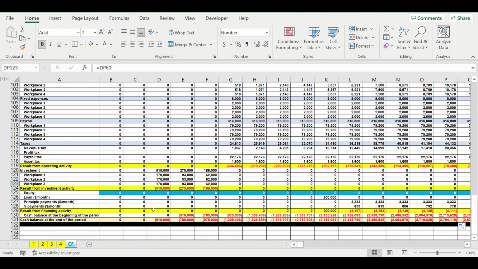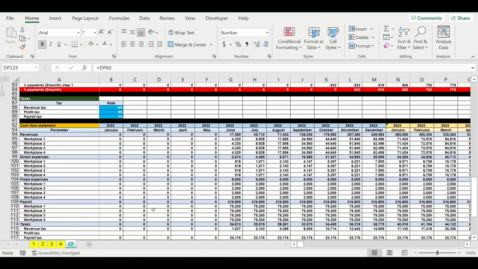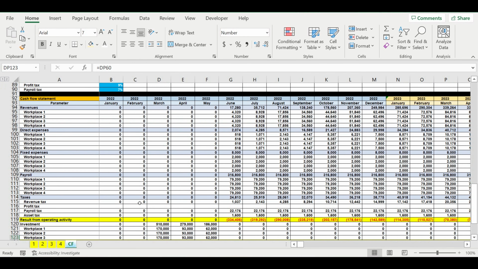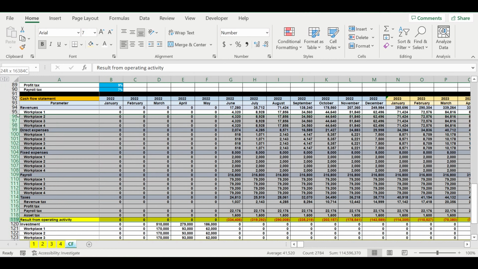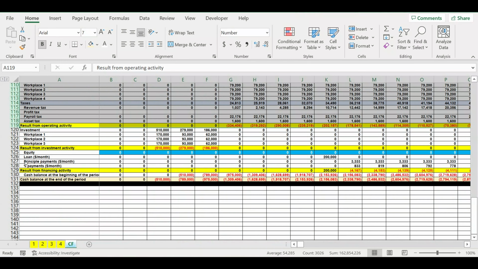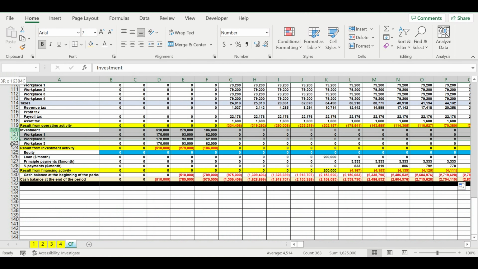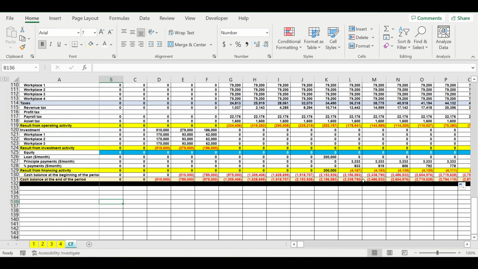So now we are done with the cash flow statement. As you can see, it consists of 3 blocks. The first block is operating activity. The second block is investment activity. The third block is financing activity. And here we have the cash balance at the end of the period.